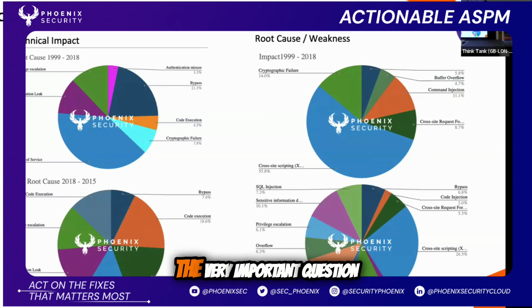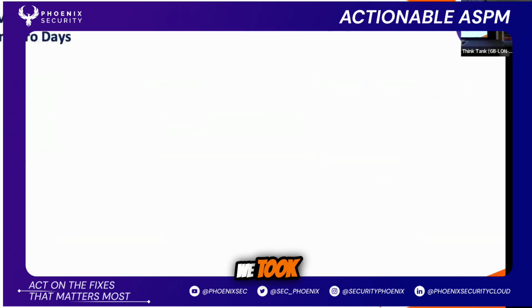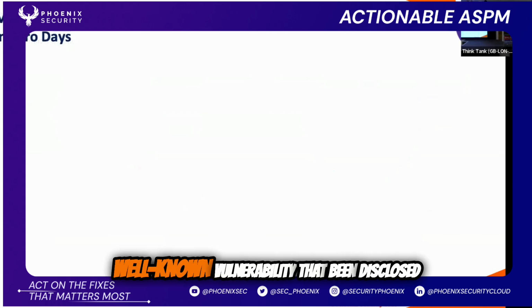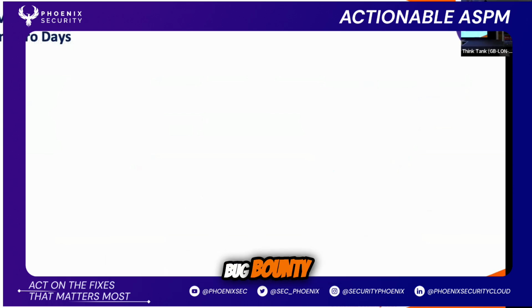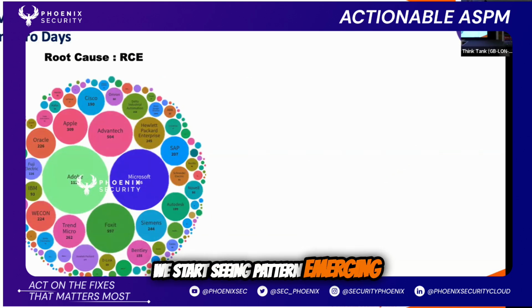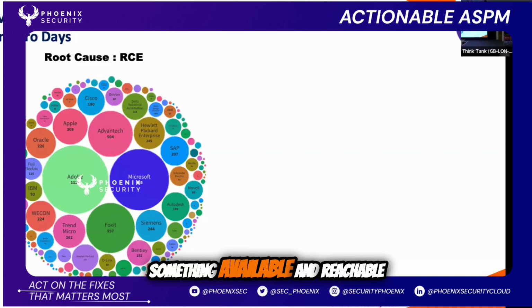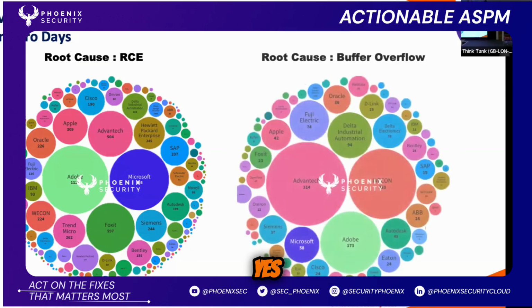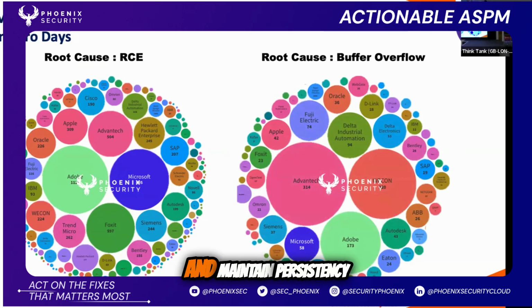And then we answer the very important question: can we apply this to ransomware? So we took zero-day vulnerabilities, or the well-known vulnerabilities that have been disclosed, bug bounty, ransomware attacks, and said, out of this, what are the trends, what are the patterns that are more frequent? At this point, we start seeing patterns emerging. Remote code execution is available and reachable from external and from remote. Can I execute code? Yes. Buffer overflow: can I breach a gap in memory that's going to enable me to move between programs and maintain persistency?